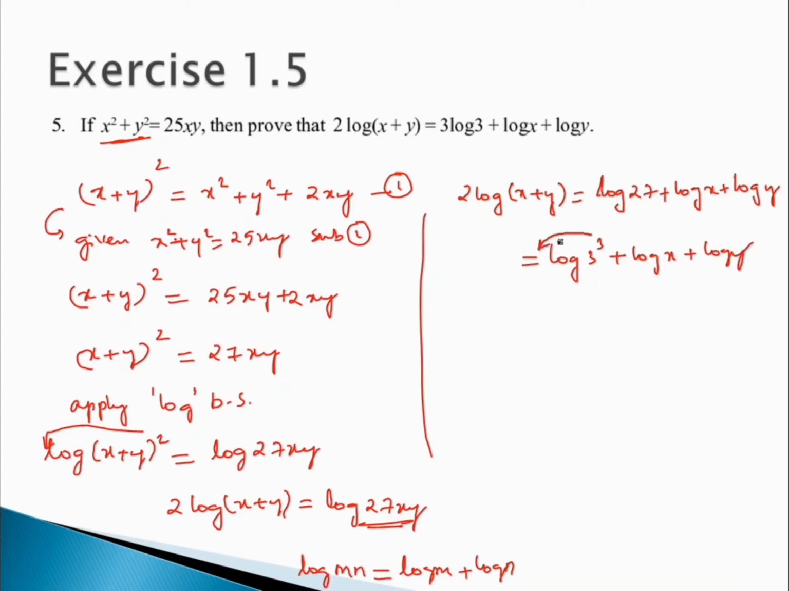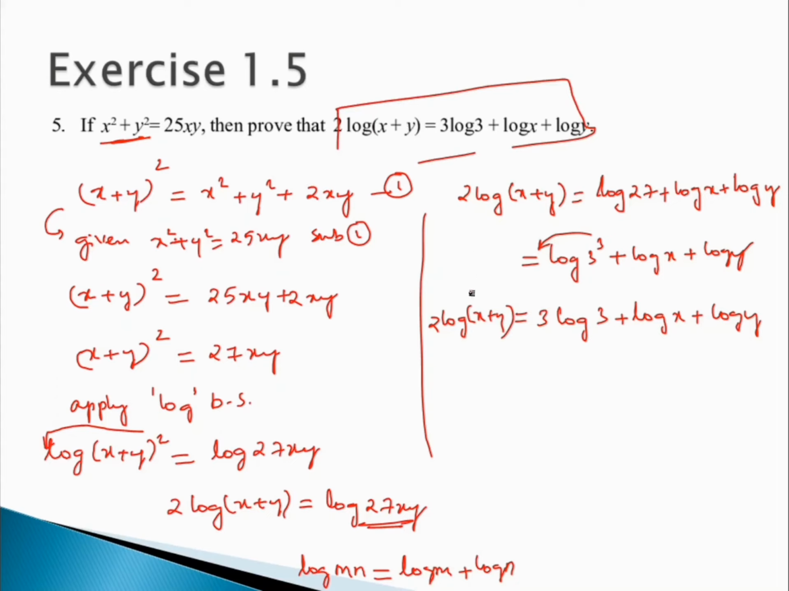Now I'm shifting this one over to the other side. So this is 3 into log 3 plus log x plus log y. Okay. So the overall answer is 2 into log of x plus y, which is what is required to prove in the RHS sum here. So here I can say that LHS is equivalent to RHS directly.